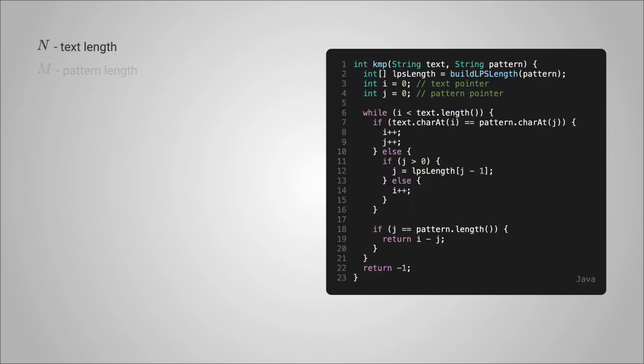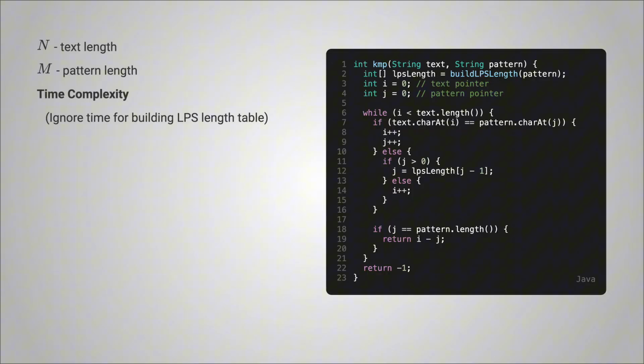Let's analyze the time and space complexity, and we'll ignore building the LPS length table for now. For time complexity, we need to figure out how many times the while loop can run. The key observation is that the pointer i for the text never decreases. So i increases at most n times.